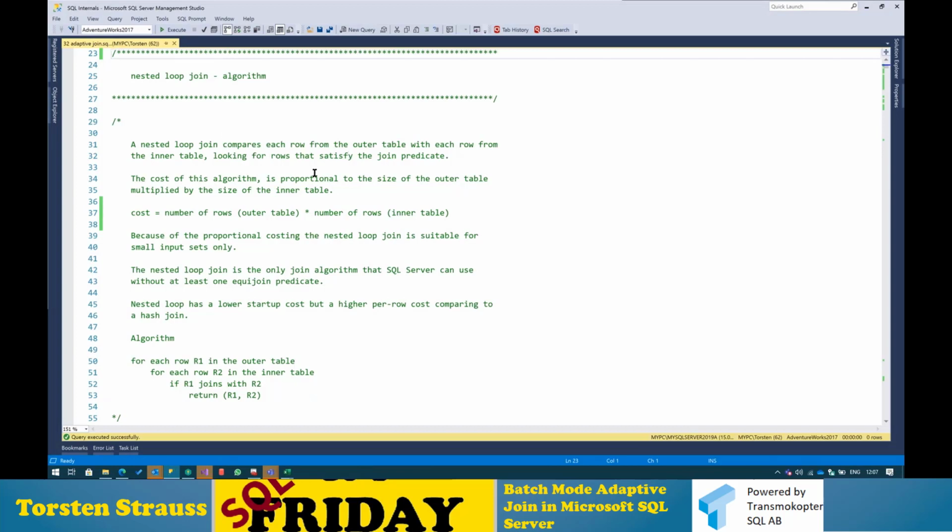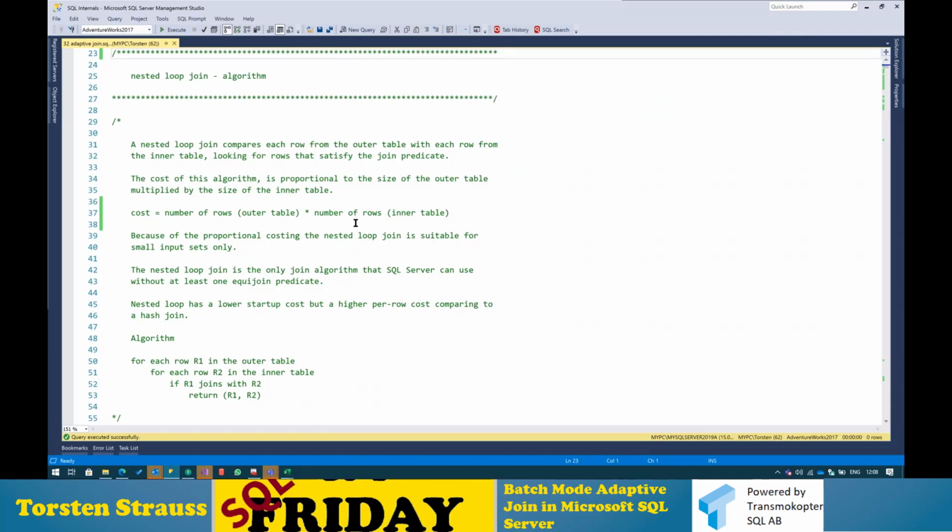The problem of the nested loop algorithm is that the cost of this algorithm is proportional to the size of the outer table multiplied by the size of the inner table. This is completely different compared with the hash match algorithm, which we will see in a minute. But first of all, consider that the costs depend on the number of rows multiplied by the number of rows. We always have two tables, since the nested loop and the hash match join operator only accept two inputs.